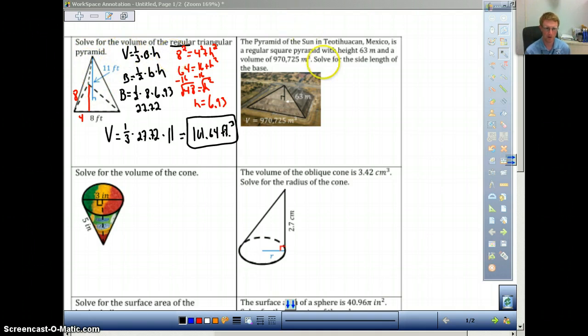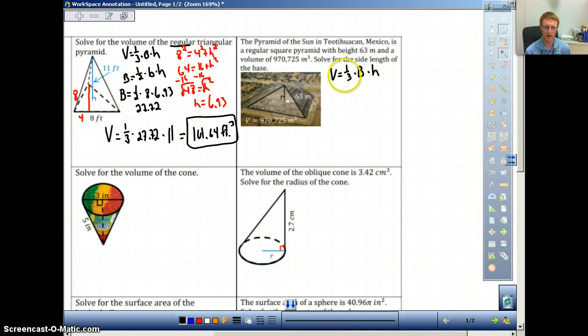Okay, let's look at this example here. Again, this one's not too difficult, but we're solving for something different. So it says the pyramid of the sun in Mexico is a regular square pyramid with a height of 63 meters and a volume. They're giving us the volume, but again, it's a pyramid. So we do volume is 1/3 times B times H.